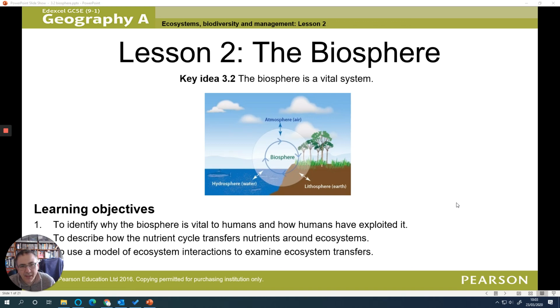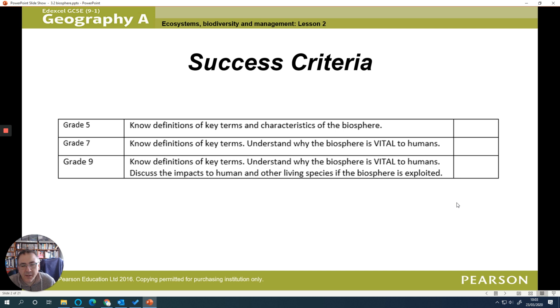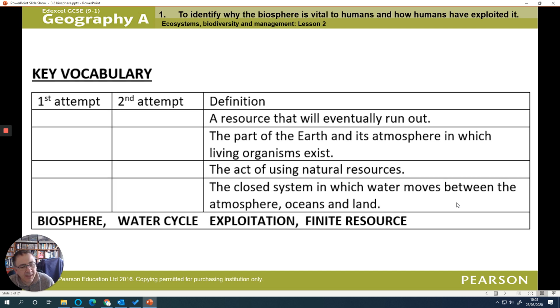Let's have a look at the biosphere, part of the ecosystems topic. If we go on to look at our keywords for this topic, we can see we've got a finite resource, which is one that will eventually run out, like coal and oil. We've got the biosphere, which of course is the key thing for looking at today, and this is where living organisms exist on that part of the earth.